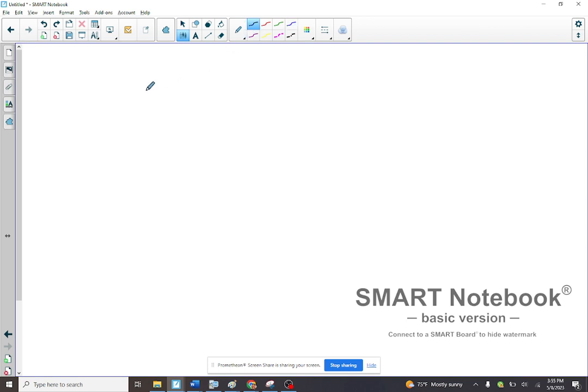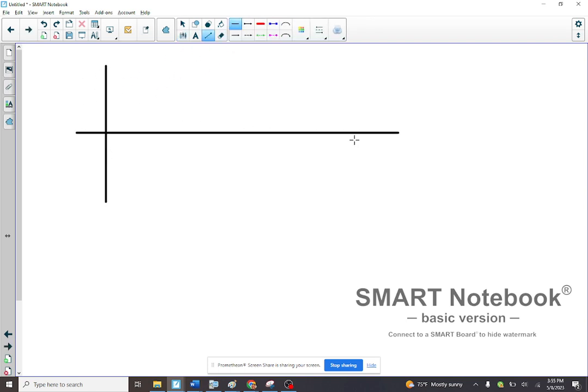Are we going to graph it? So now we're in the section where we're graphing, and I'll show you the way I would suggest you graph.